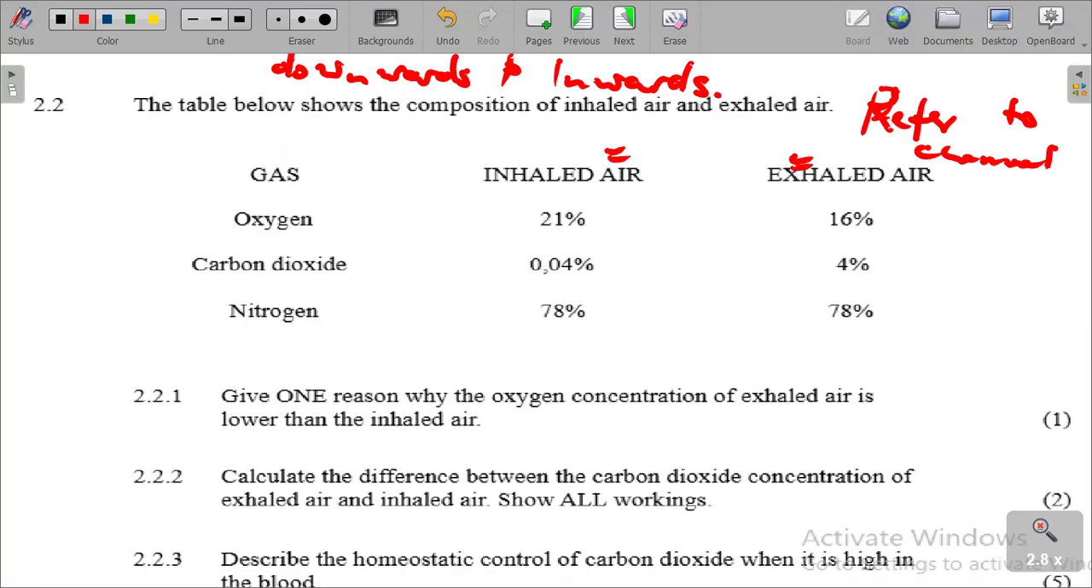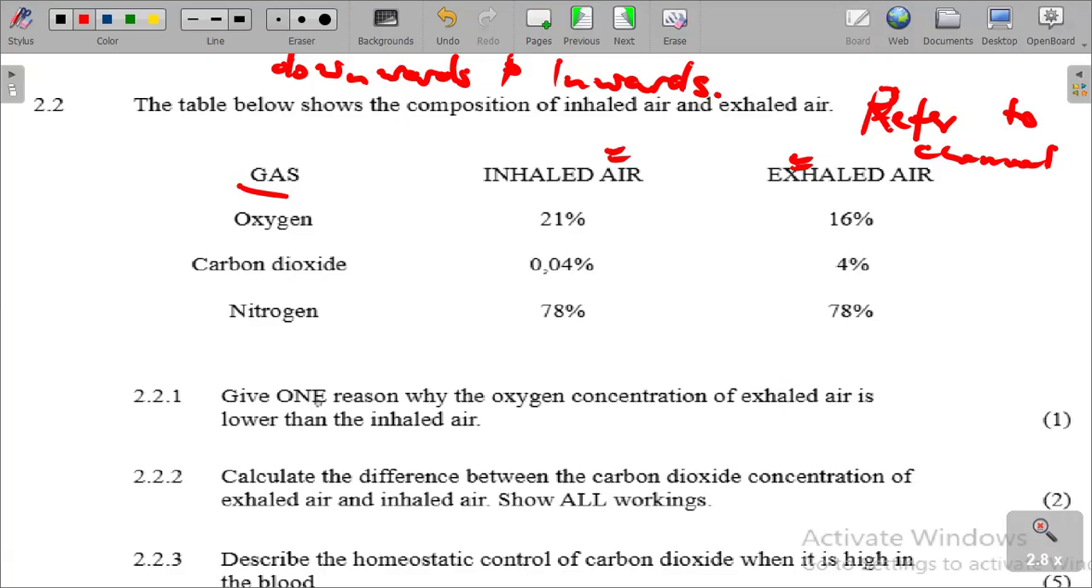Question 2.21 is saying give the reason. Remember, we have the inhaled, exhaled, and then oxygen, carbon dioxide, and sometimes also water vapor. Of course, here it is not given, but sometimes it is also there.